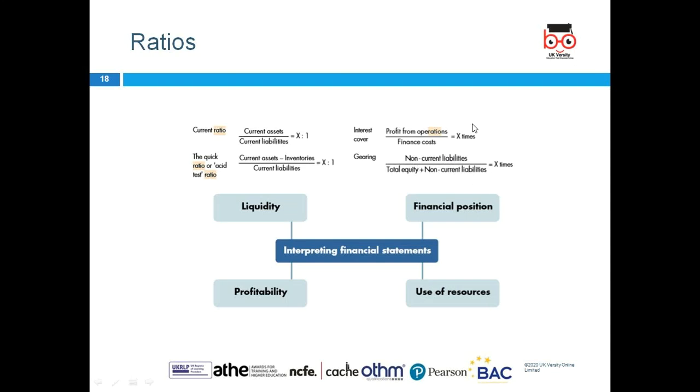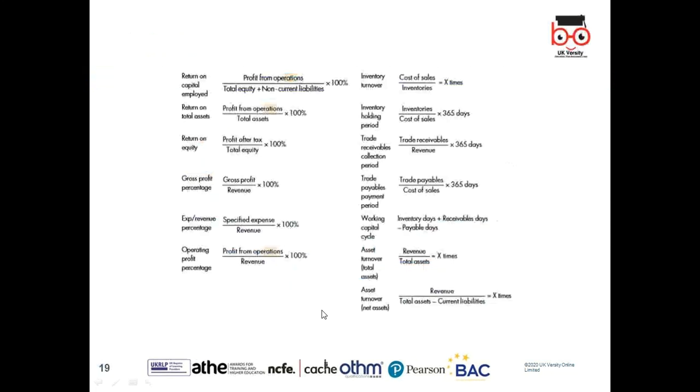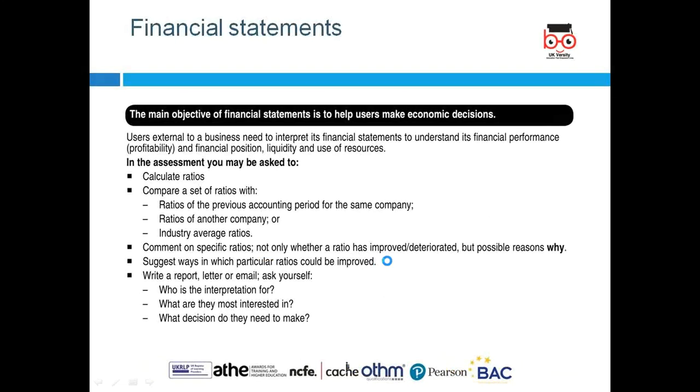The gearing ratio: if you drive your car in a high gear, it is high risk. So if you have high borrowing, it can be high risk. A high gearing ratio means high risk. Then profitability and use of resources are the other 2 ratios. Profitability is profit from operation divided by total equity and non-current liabilities. Add them and you can calculate the return on capital employed, return on total assets, and return on equity, meaning the share capital. Gross profit divided by revenue, where revenue means sales or turnover, same thing, times 100. You can follow these formulas and calculate.